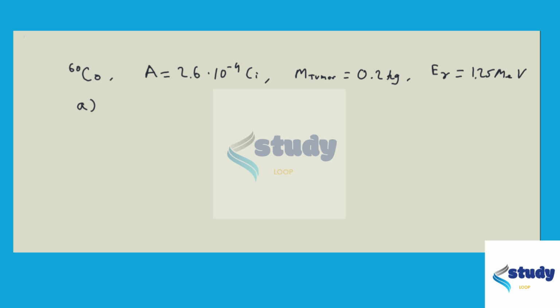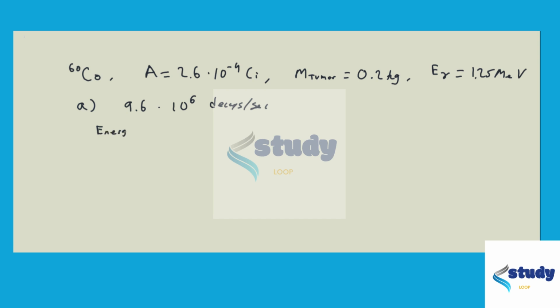So the first thing to calculate is the number of decays per second. And we're already given this in curies, so if we convert it to the number of decays per second, we get simply 9.6 times 10 to the 6 decays per second.